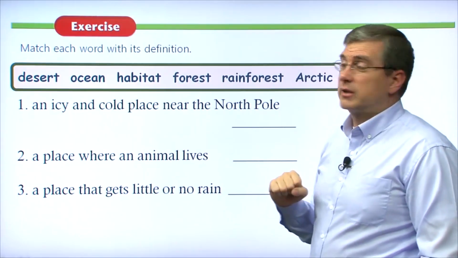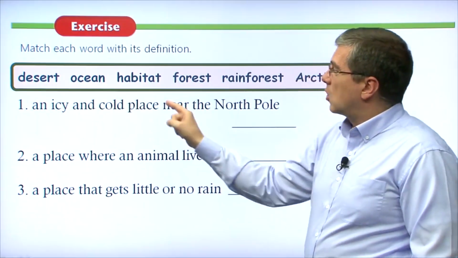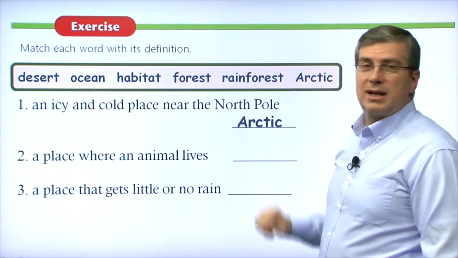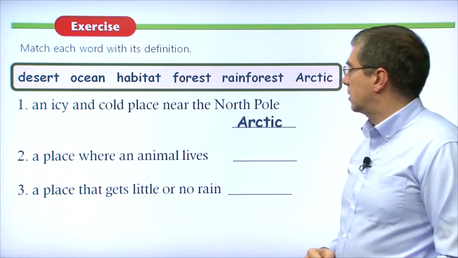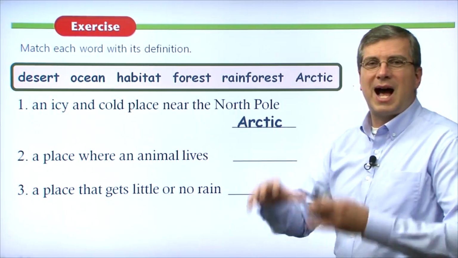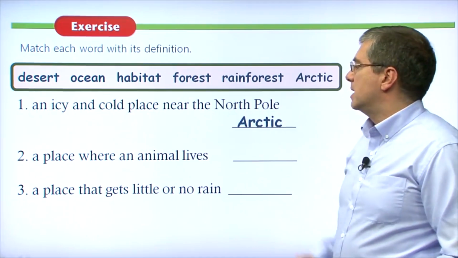Okay, so we've just talked about these. Which one of these habitats is an icy and cold place near the North Pole? If you chose the Arctic, that's correct. That's absolutely correct. So it's the Arctic. Icy and cold, right? So cold that ice never melts at the North Pole. Okay, so that would be the Arctic.